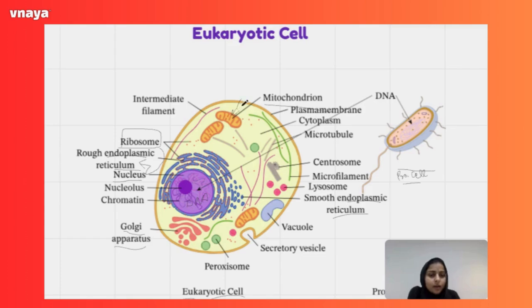Prokaryotic cells are present in bacteria commonly, but eukaryotic cells are present in animals, plants, and fungi. So we will be having a closer look at the eukaryotic cells and what its types are in today's video. So let's dive into it.